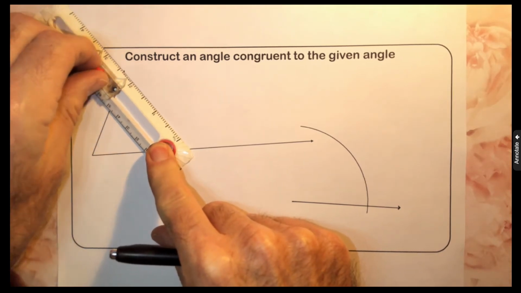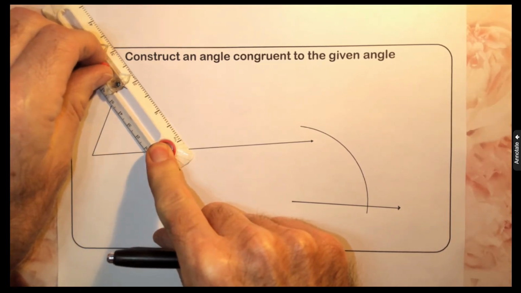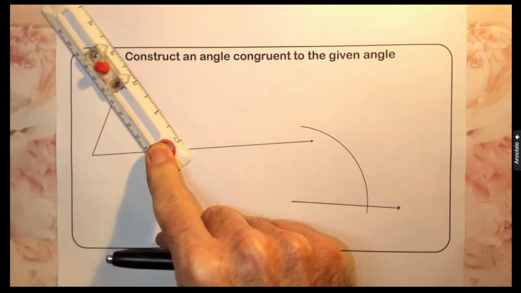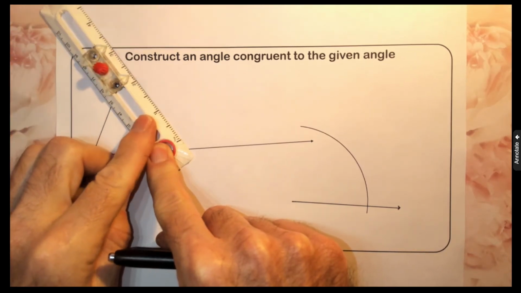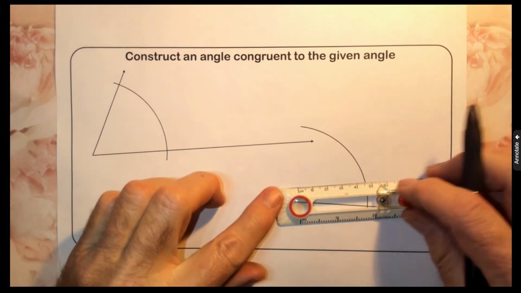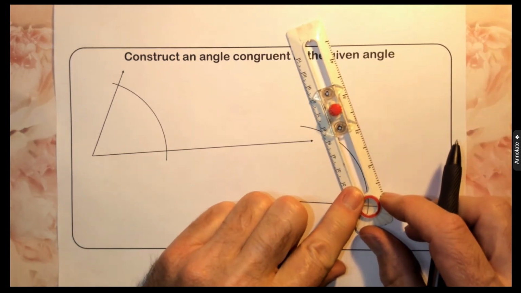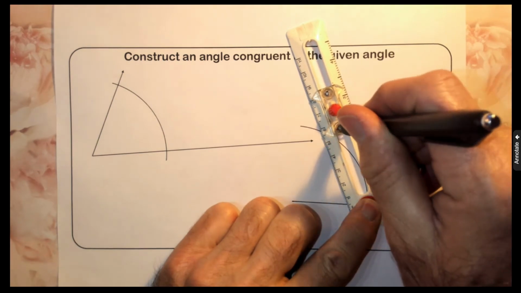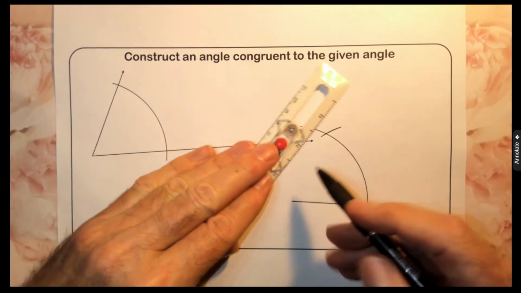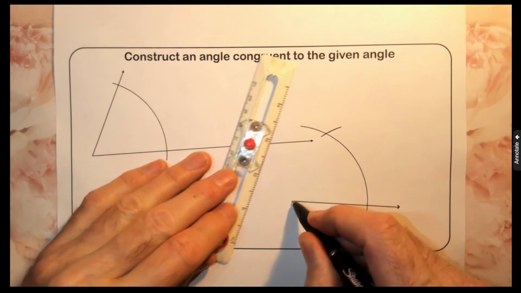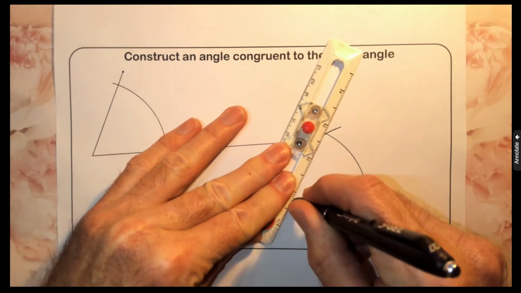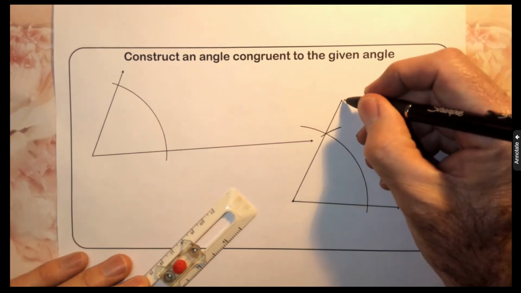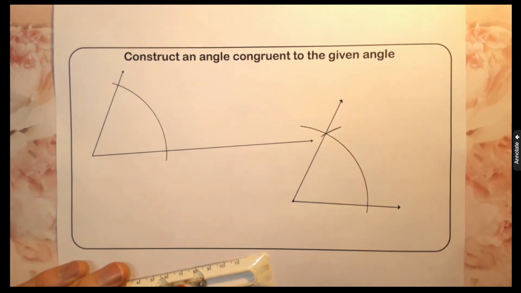Now he's aligned the pivot point back on the original angle, and he's aligning the pencil hole to the other point of intersection. Now his compass radius matches that distance. On his second angle, he swings an arc, and it looks like he's aligning his straight edge, drawing a ray, and he's done it. Our paper has 2 angles that are exactly the same. They are identical. They are congruent angles.